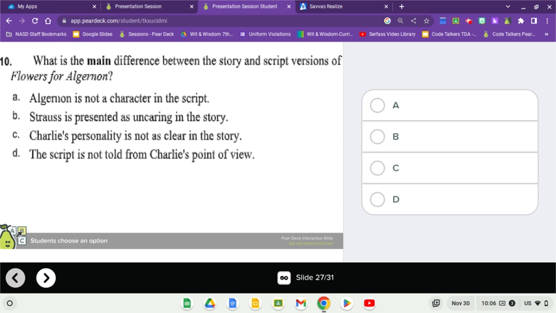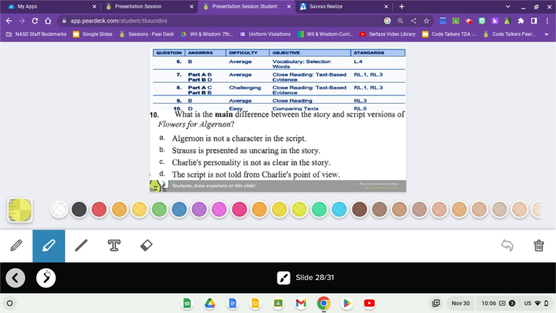Ooh, spicy song. Well, it's D. The script is not told from Charlie's point of view, right? He could be long dead and the script would still work in this particular scene. So D is the correct answer.